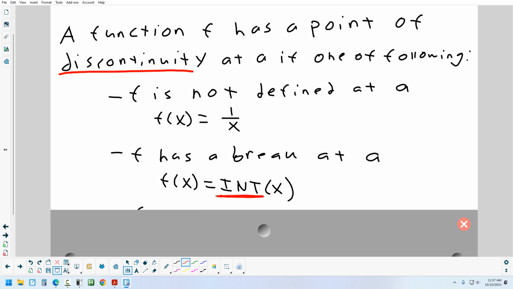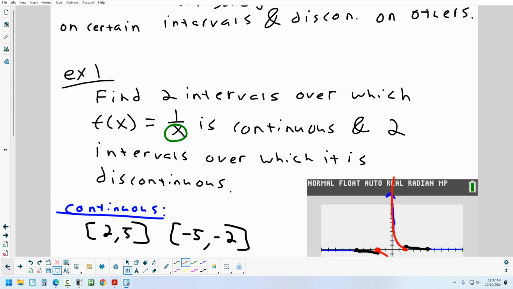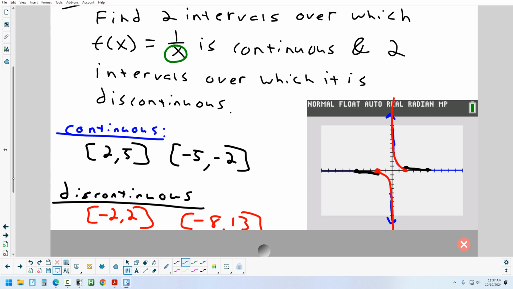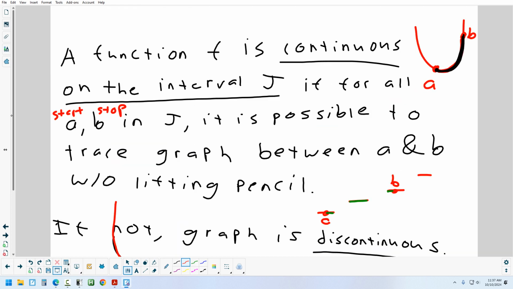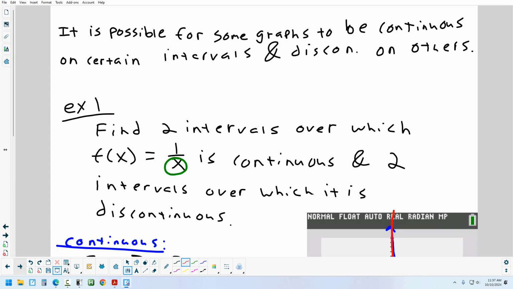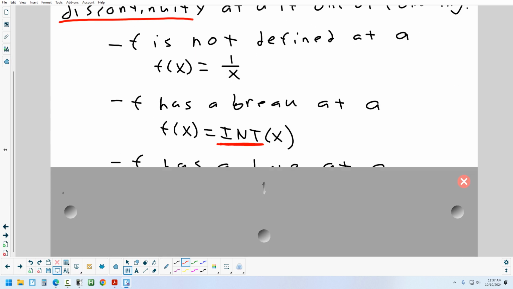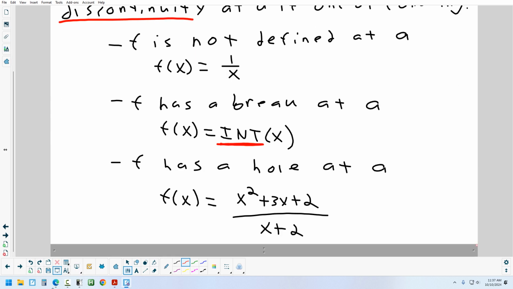Both of these are very noticeable. When you try to divide by 0, you get a graph that has 2, sometimes more, but a lot of times it's these 2 curved pieces. Very easy to see. When you do the integer function, you get a series of steps. Very easy to see that you're lifting your pencil up and putting it back down. This last one is not easy to see. You can't see it on the graph.